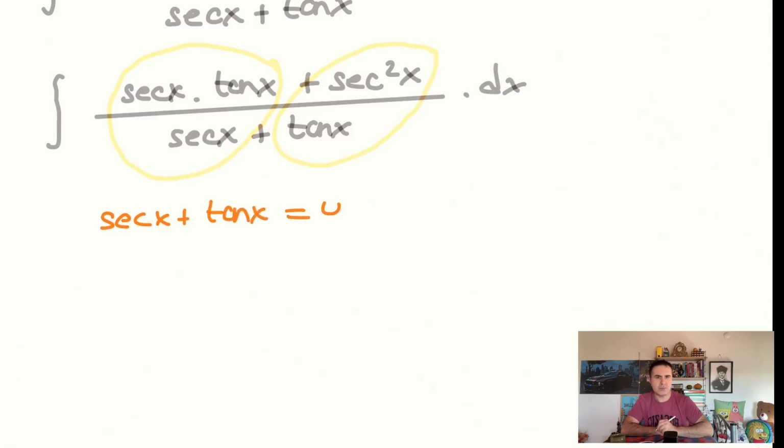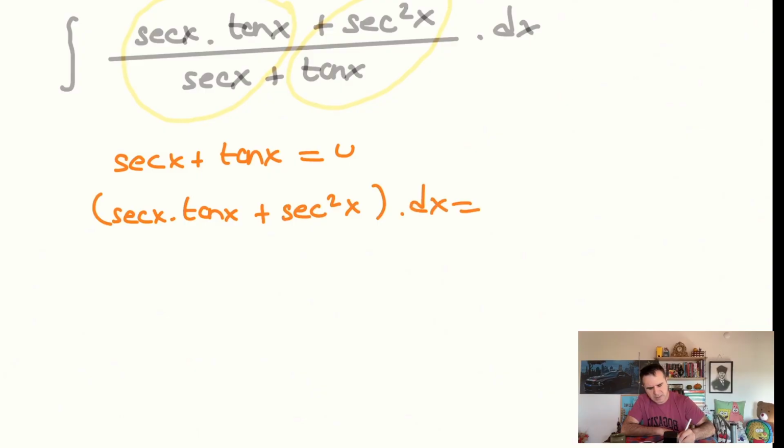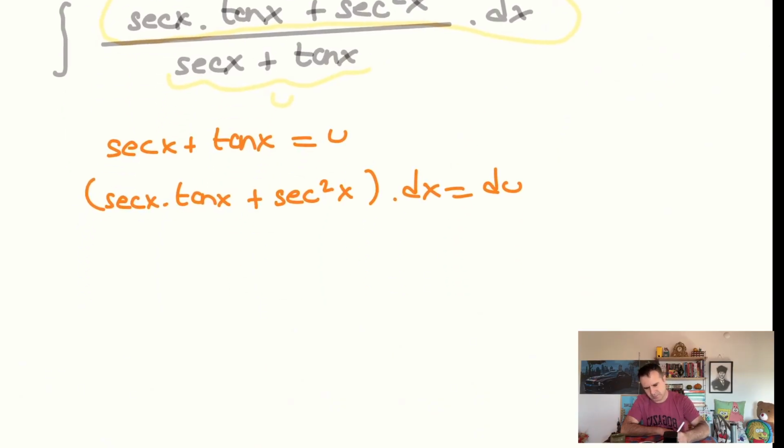is equal to u. Then take the derivative of it. The derivative of secant x is secant x times tangent x, and the derivative of tangent x is secant square of x, times dx, is equal to du. This means that this part will be du and this will be u. Then the integral becomes du over u.